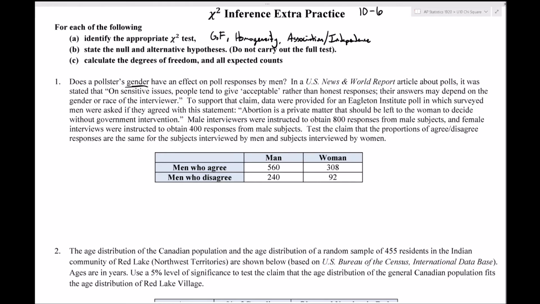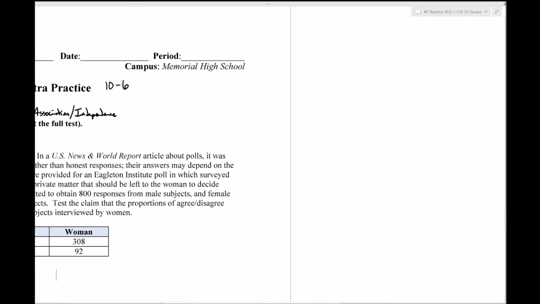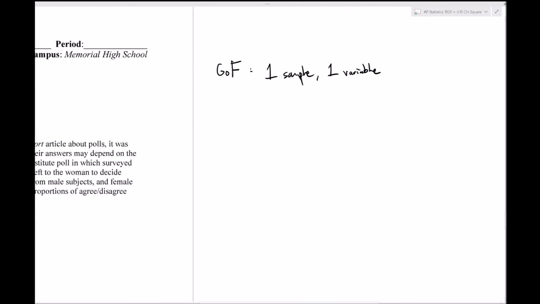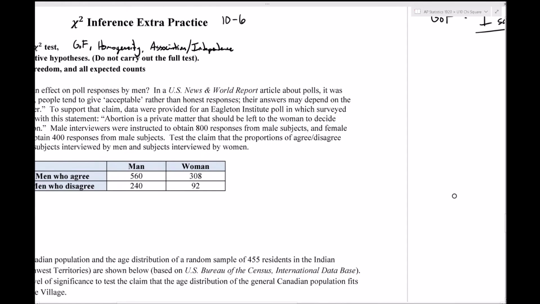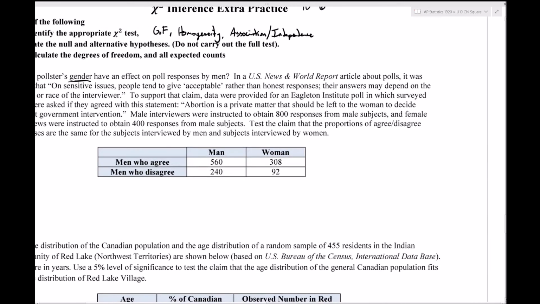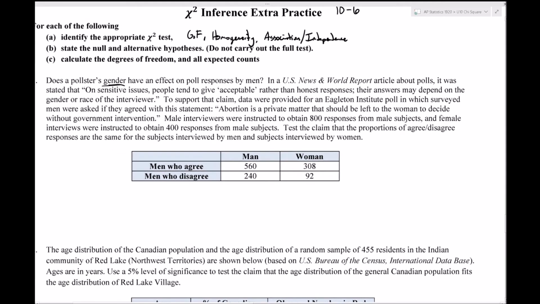In a goodness of fit, and I might want to write this over here, for the most part, goodness of fit has one sample, one variable. So if you want to think statistically, single sample, single variable. Very, very important. So that's not the case here. We do have a single sample, I believe, or was it? So male interviewers were instructed to obtain 800 responses.